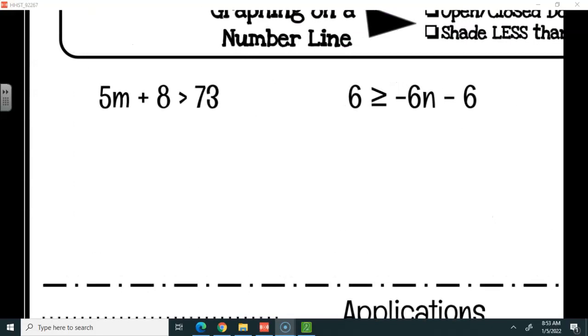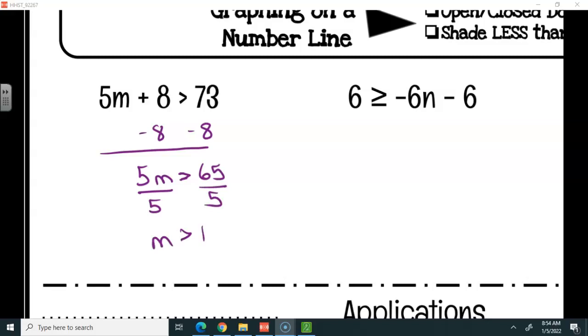With inequalities, I recommend you always try to get your variable on the left side because then you don't have to worry about the sign of the inequality. So we're going to subtract 8 and subtract 8, and that will give me 5m greater than 65. Going to divide by 5, so m would be greater than 13.